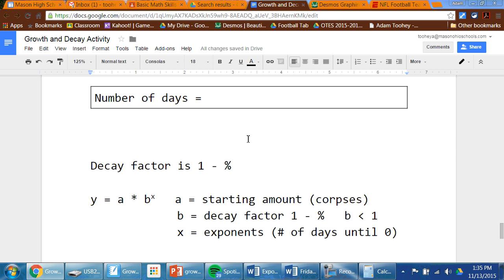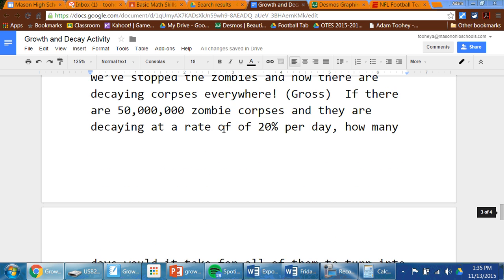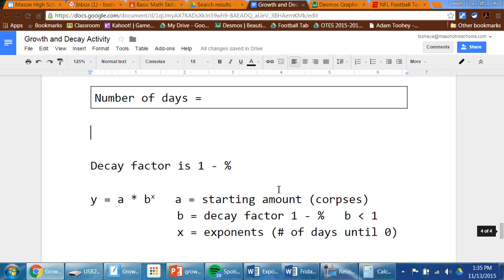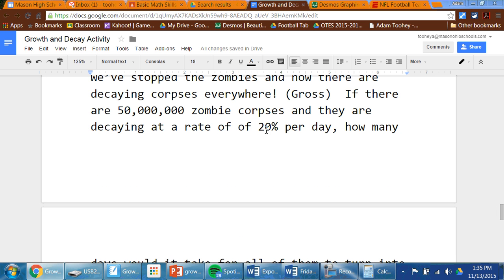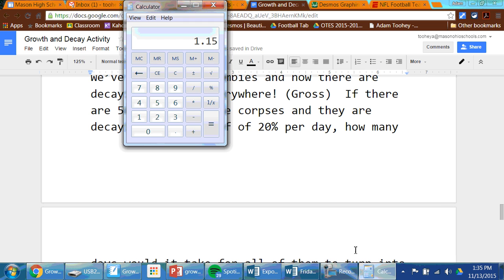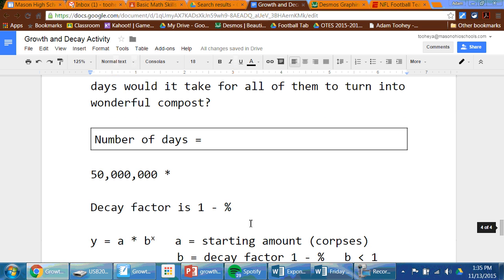So the way I'm going to do this is I've got to get my starting amount. Well, my starting amount is 50 million. Holy moly, that's a lot of dead zombies. And I've got to multiply that by the decay factor. Well, the decay factor is 1 minus the percent as a decimal. So I'm going to do 20 divided by 100 to change it to a decimal. And I'm going to do 1 minus 0.2. That gets me 0.8 as my decay factor. So I'm multiplying this by 0.8, and then it's going to go to whatever x power.